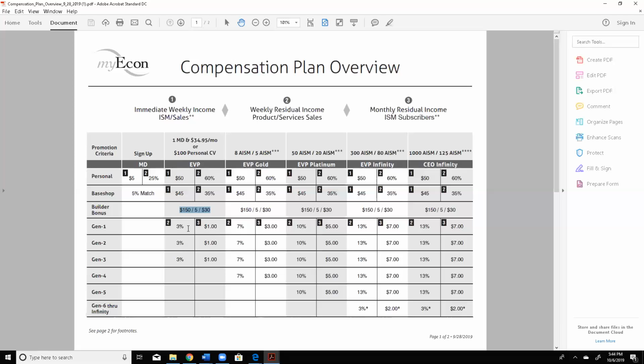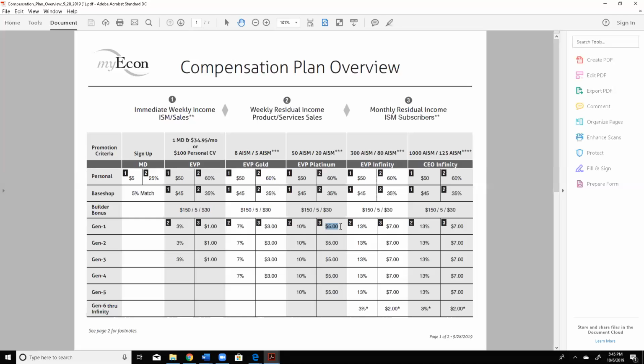DTR. DTR stands for Dream Team Residual. So the people on your team, 1 month after they pay their $35 a month, you're gonna make $1 per person. So for example, if you have 5 people on your team, you're making $1 per person. That's $5 a month. That's a good start. Okay. And then as you move up to EVP Gold, you'll make $3 per person a month. And as you move up to EVP Platinum, you'll make $5 a month.